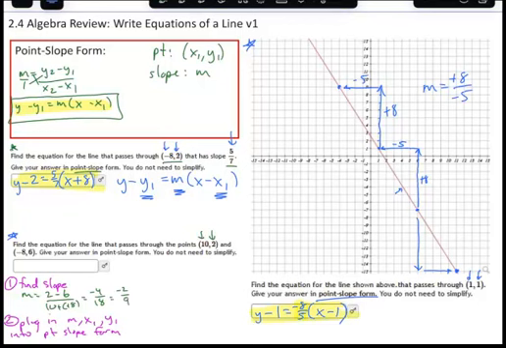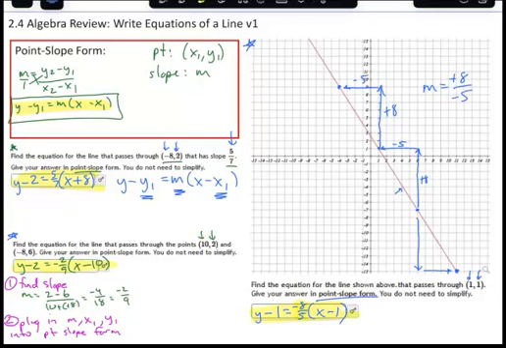And so all I need to do to write my equation is take my point slope form: y minus one of my y's. I'm going to go ahead and just choose the 2, since that's the point I started with, equals my slope, -2/9 times x minus the corresponding x, which is 10. And that would be my solution.